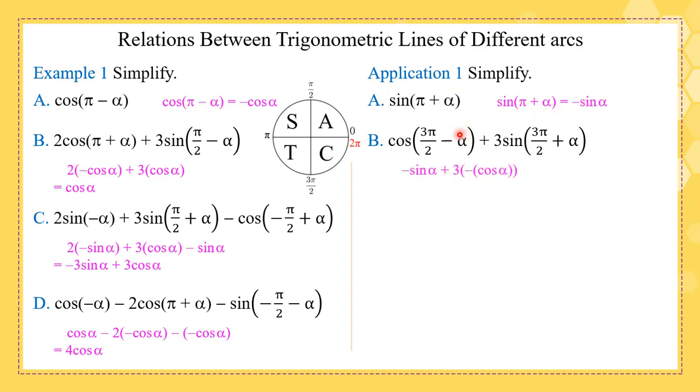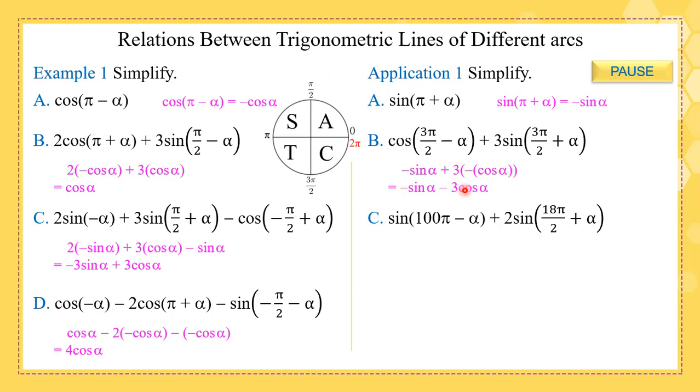While 3 pi over 2 minus alpha, we go clockwise, so this would be in the third quadrant, and 3 pi over 2 plus alpha would be in the fourth quadrant. Remember, in the third quadrant, the cosine is negative, so this is a minus, and we flip the trigonometric lines because we have over 2. And in the fourth quadrant, the sign is negative. We also flip the trigonometric lines, and this would be the final result.